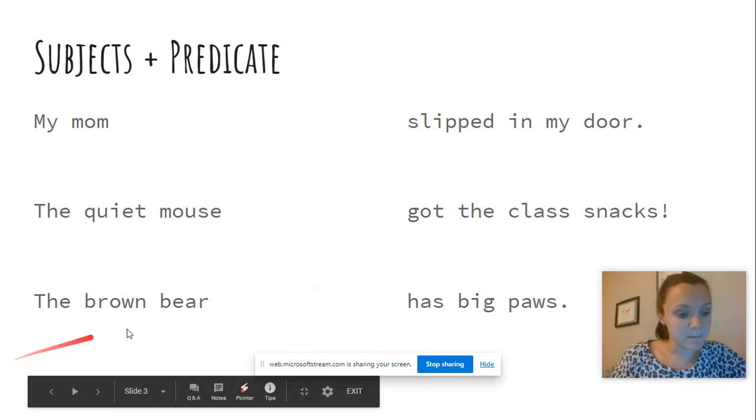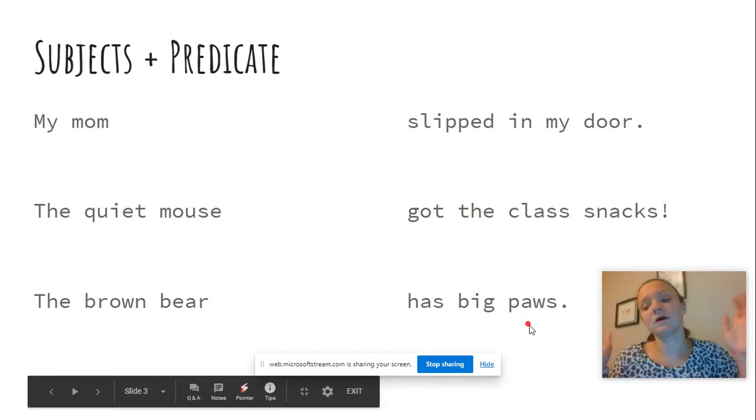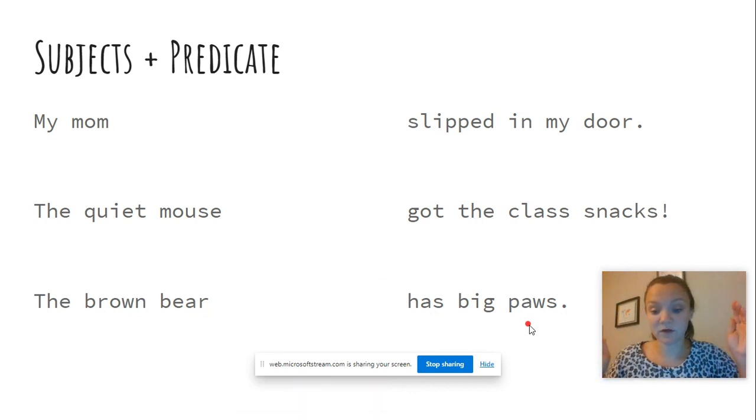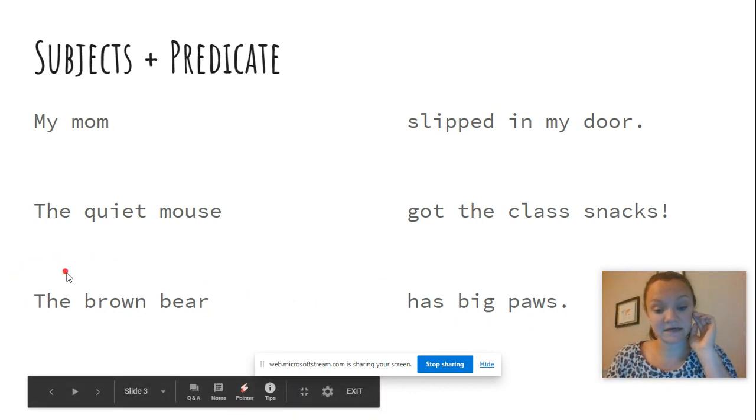Last one. The brown bear. Well, we only have one more option left. Let's see if it works. The brown bear has big paws. That makes sense. So we put those, the subject, the brown bear, together with the predicate has big paws to make a complete sentence. The brown bear has big paws.